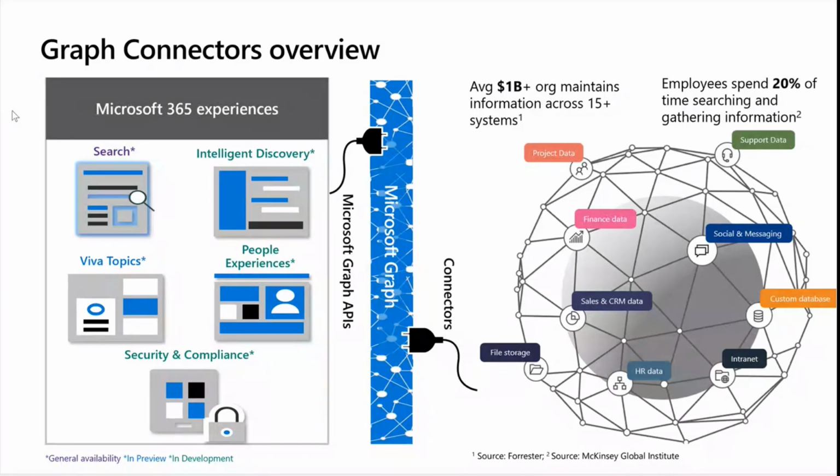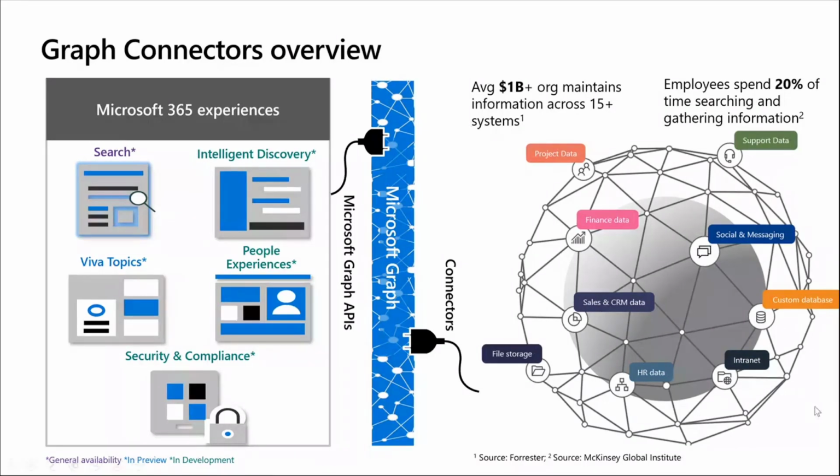As most of you folks already know, Graph Connectors is GA. It helps you bring in your third-party content into the Microsoft Search ecosystem. It helps you bring content into not just search, but for intelligent discovery, Viva Topics, people experience, and not to mention security and compliance built in, because it's part of M365, as we all know.